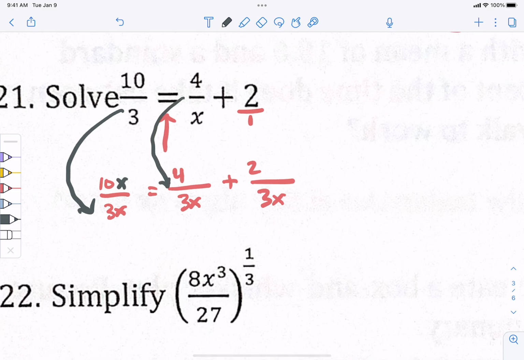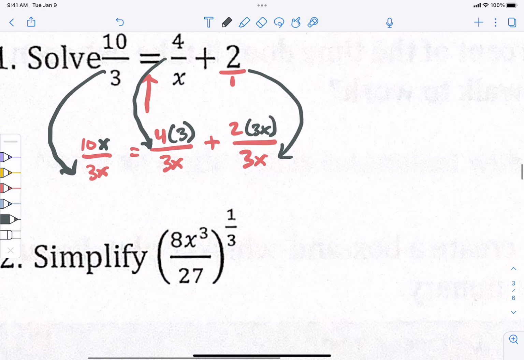Okay, what about the 4? What does he need multiplied by? He's got an x on his bottom. He needs 3x, so he needs a 3, right? And what about the 2? What does he need multiplied by? He has nothing on his bottom, so he needs everything, right? He needs the 3 and the x. Does that make sense?